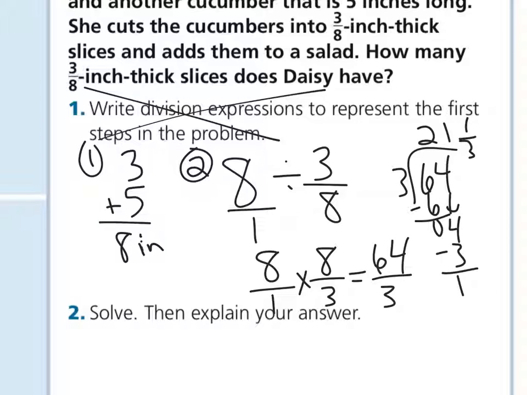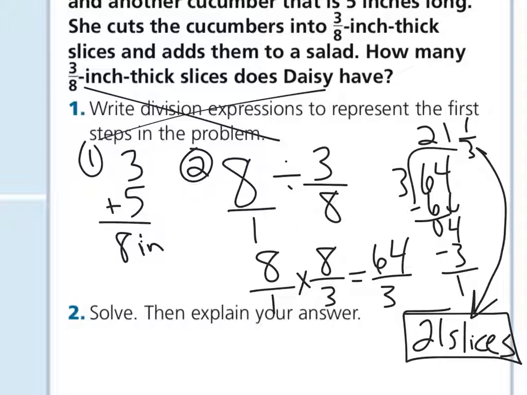So it's 21 1/3, and so that just means we'll have one of the slices will be a little bit smaller, but technically for the 3/8 of an inch thick slices we'll have 21. Understand really we'd have 22, just the last one's going to be a little bit smaller because we ran out.